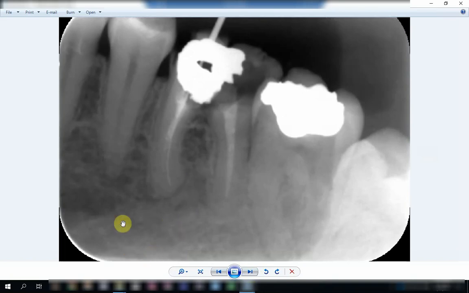Another radiograph over here. This is the mental foramen, and this is the apex of the tooth. Okay, there is a difference here around 4 to 5 millimeters, but again this is our reference, the PDL. PDL should be of even thickness starting from the crest down to the apex on either side of the tooth.